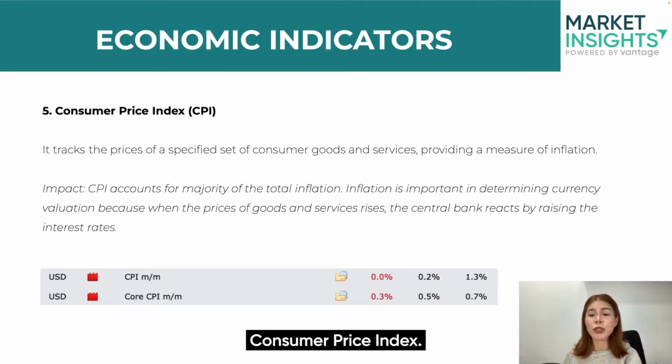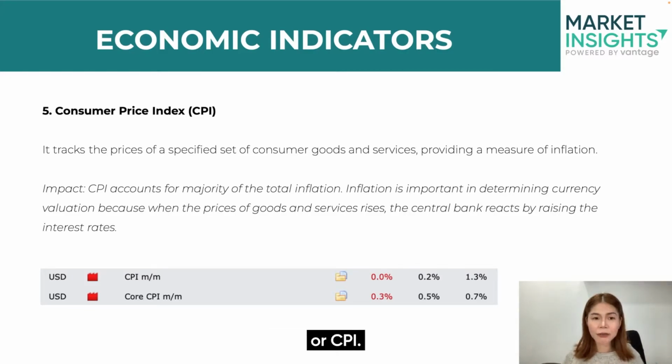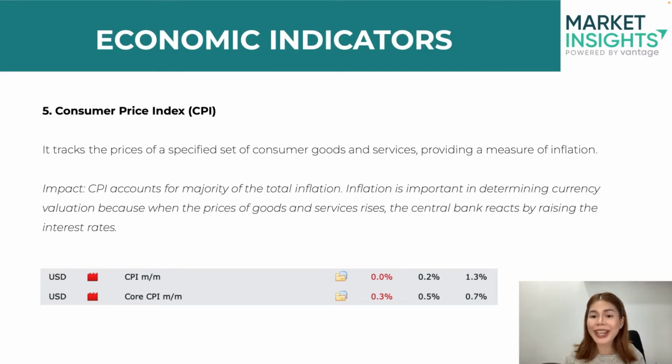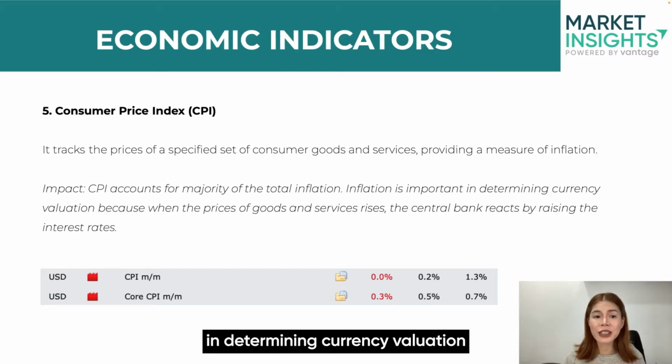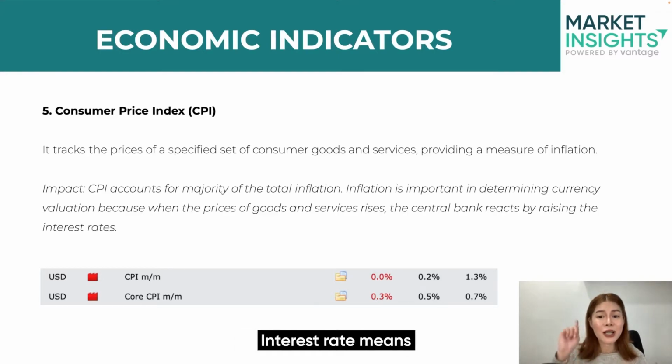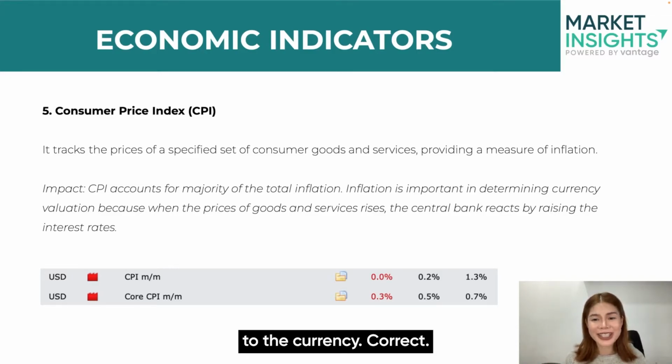Number 5, Consumer Price Index or CPI. It tracks the prices of a specified set of consumer goods and services, providing a measure of inflation. In other words, this is the inflation that consumers like you and I feel. CPI accounts for the majority of the total inflation. Inflation is important in determining currency valuation because when the prices of goods and services rise, the central bank reacts by raising the interest rates. And higher interest rate means more value to the currency, correct?